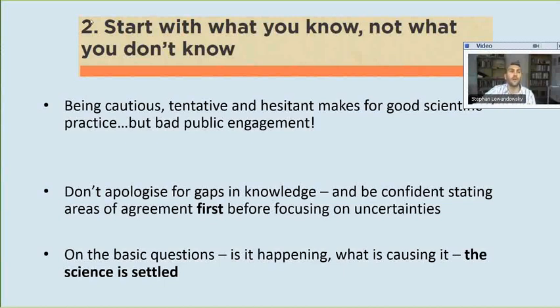So, on the basic questions, what's causing climate change? Is it happening? Does it pose a range of dangerous risks if we don't do anything about it? On these questions, there's a huge amount of agreement. The science is effectively settled, and we shouldn't feel afraid of saying that, where we can be confident about particular aspects of climate science knowledge. So it's about not apologizing for gaps in knowledge first, before saying what you do know, but without at all suggesting that we should sweep away the issues that we don't know, but just focusing on what we do know first.